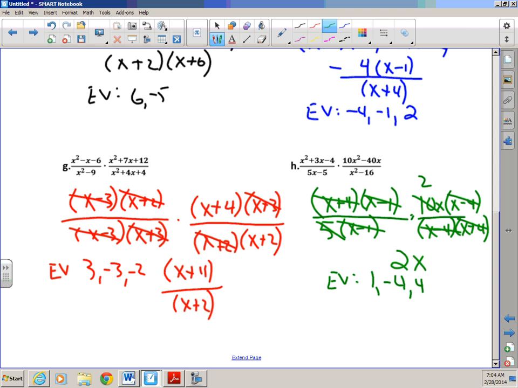Okay? So, this lesson is very similar to what we did yesterday in that we're factoring and simplifying. The only difference is that now we have multiplication or division happening, so that we're doing a lot more simplifying than we did yesterday, but conceptually everything is the same.